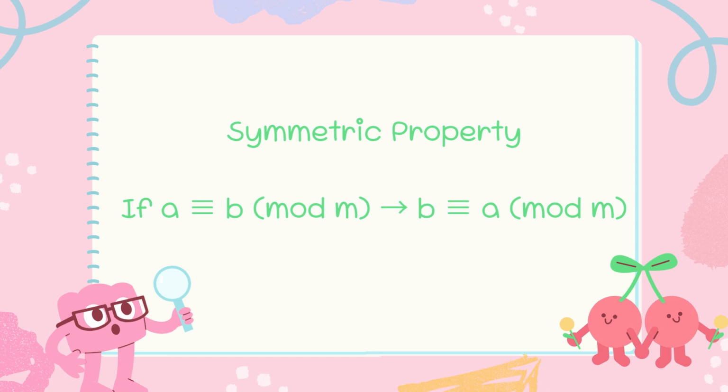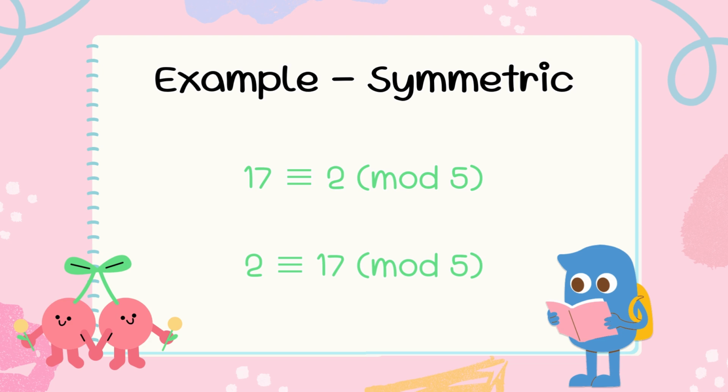Symmetric property. The second property is the symmetric property. This property means if A is congruent to B, then B is congruent to A. For example, if 17 is congruent to 2 modulo 5, then 2 is also congruent to 17 modulo 5. The order does not change the result.